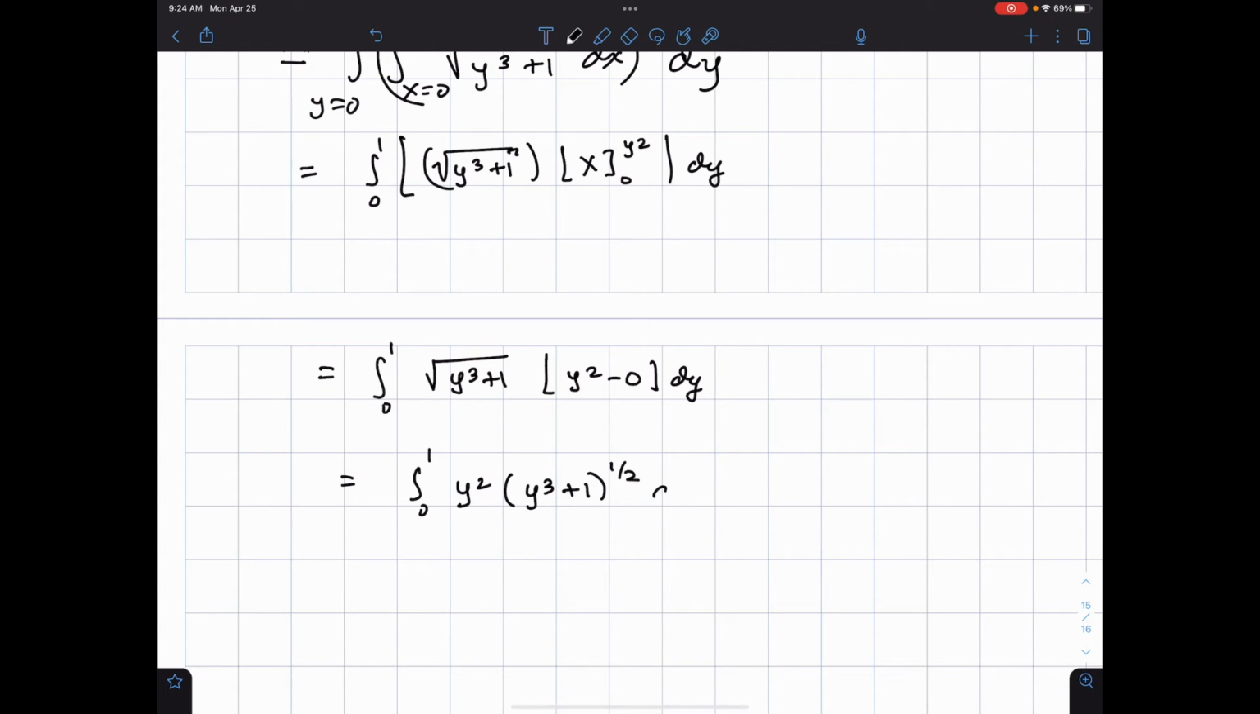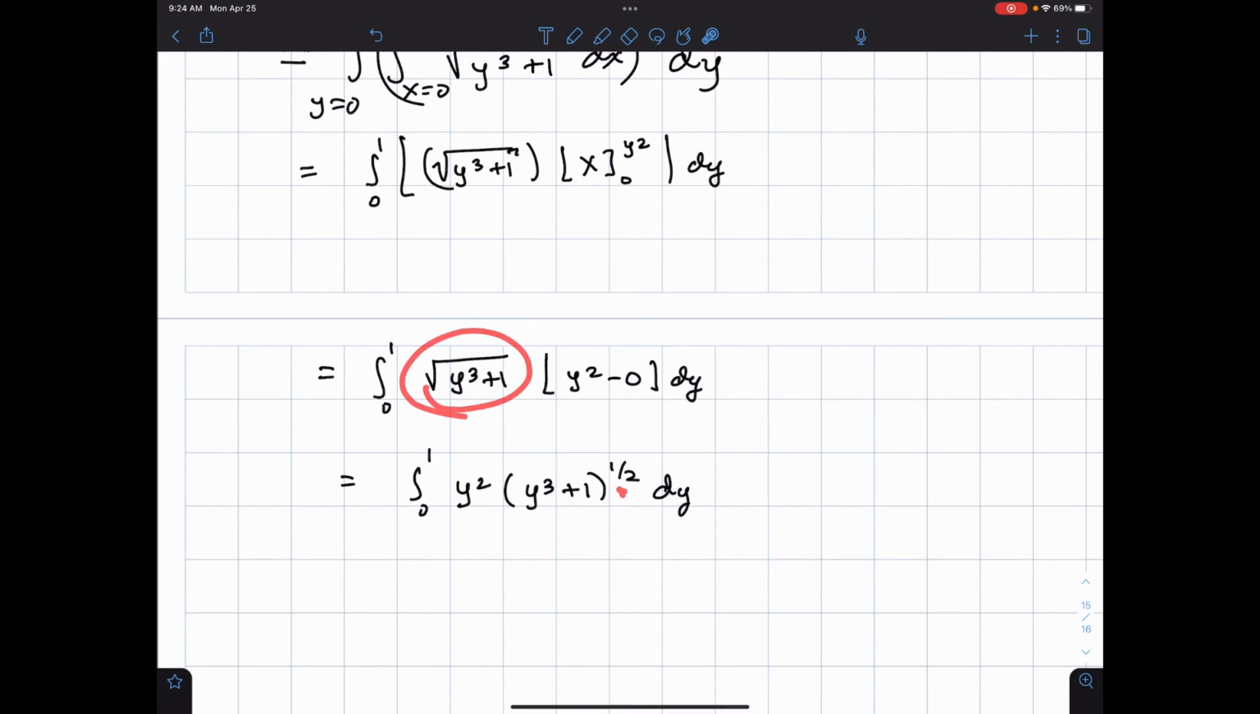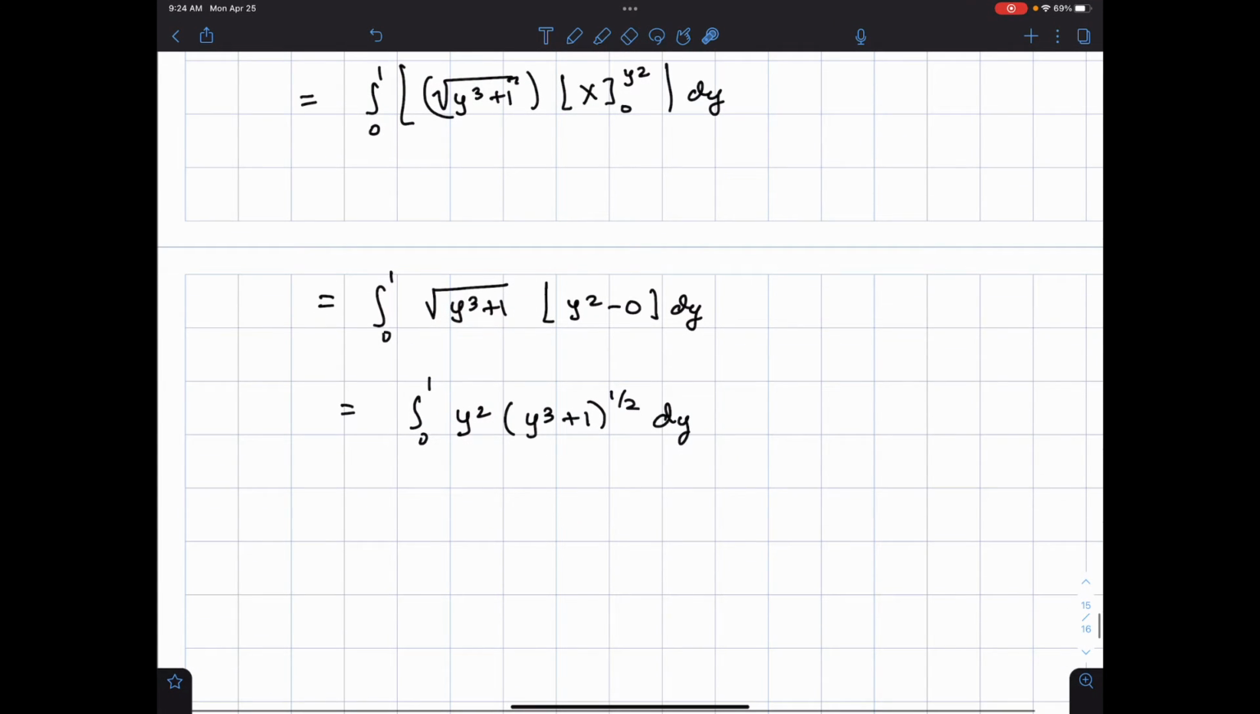Why am I taking that big step of writing this as to the half power? Because I'm going to integrate. How do you integrate this? What method are we going to use? All right, use substitution. It's a very classic use substitution problem.